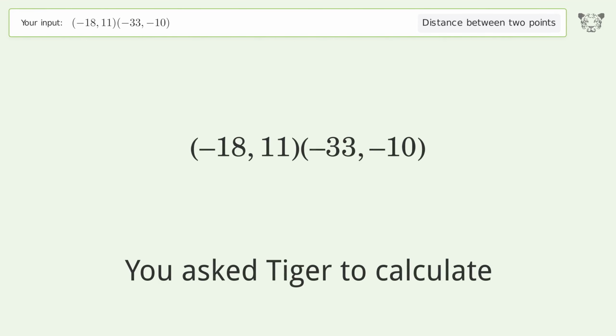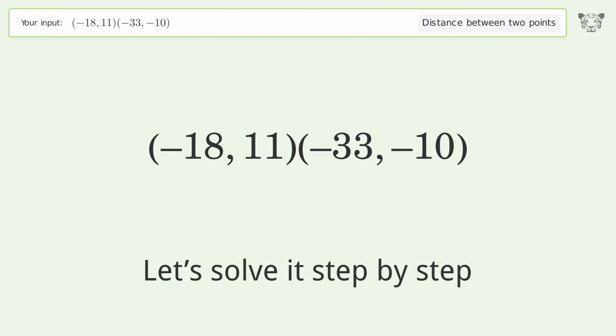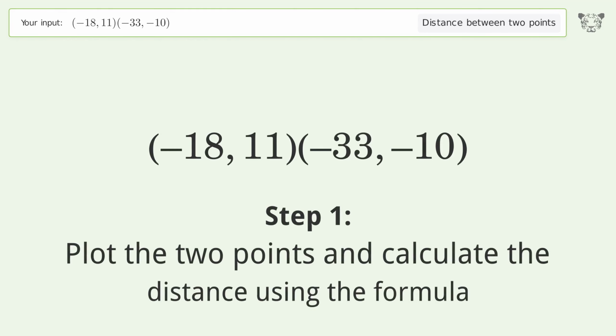You ask Tiger to calculate. This deals with the distance between 2 points. The distance between the 2 points is the square root of 666, or 25.807. Let's solve it step by step. Plot the 2 points and calculate the distance using the formula.